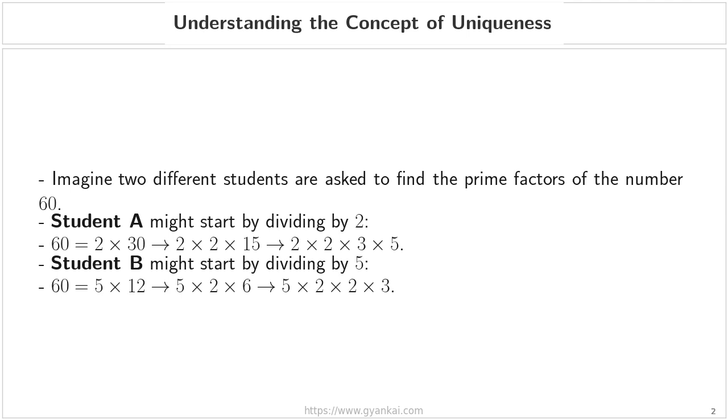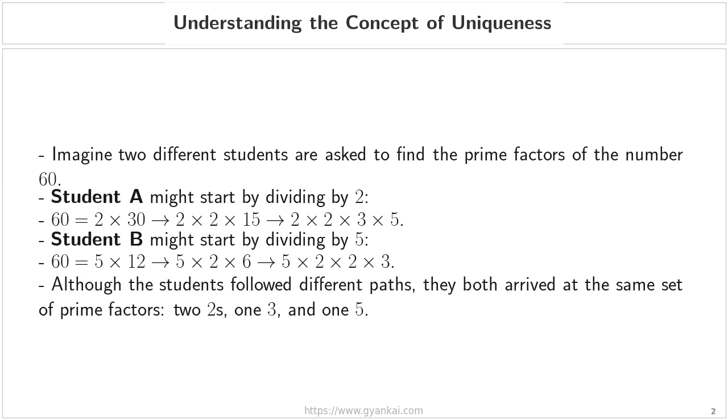Now, let's look at a different approach taken by student B. This student chooses to start by dividing by 5. They see that 60 equals 5 times 12. From there, they divide 12 by 2 to get 6, and then divide 6 by 2 to get 3. Following this path, student B's result is 5 times 2 times 2 times 3.